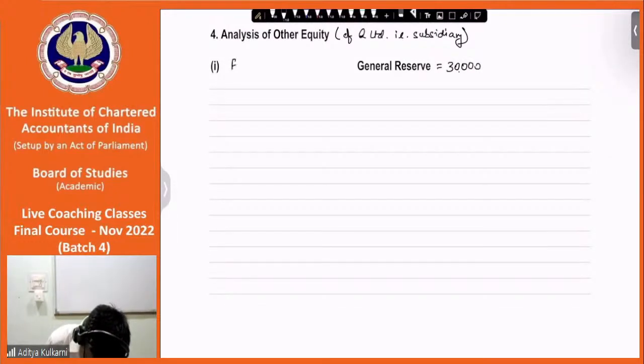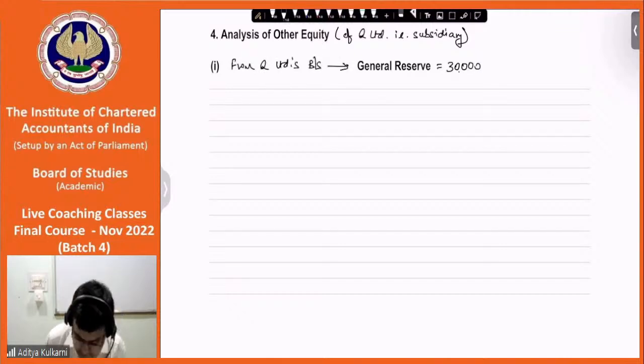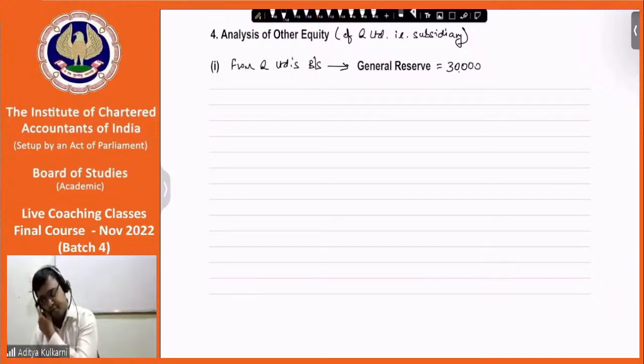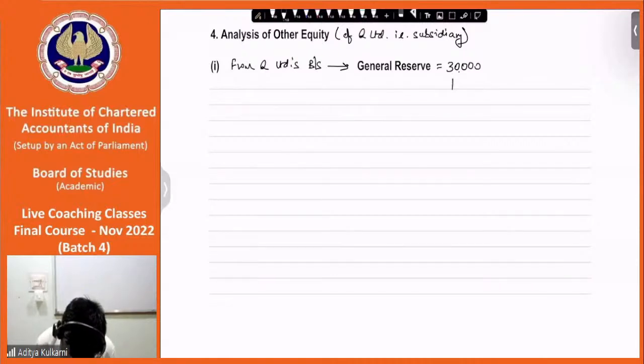From where am I getting? From Q Limited's balance sheet. General reserve. Okay. Now this reserve, I will have to split it up. Sir, what do you mean by split up? Bifurcate it between pre and post.